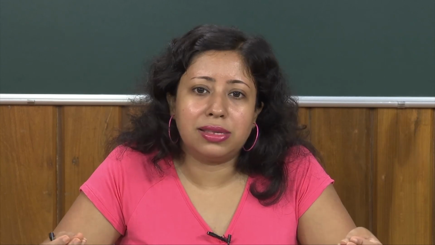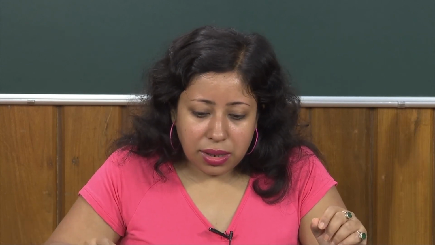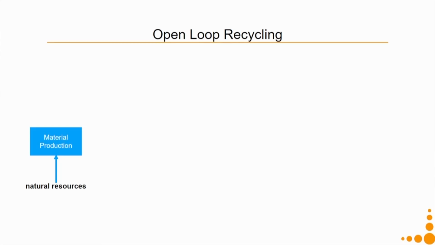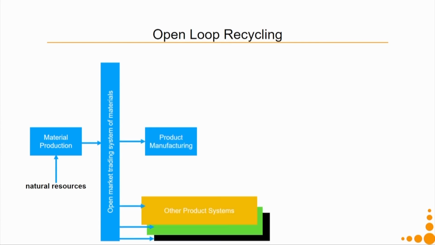Remanufacturing and reuse of certain components or parts are good options when it comes to closed loop recycling, but for plastics it is advisable to go ahead with open loop recycling. So, what happens in open loop recycling? I have material production from natural resources. Say, for example, a particular kind of plastic, then it enters the open market trading system of materials.